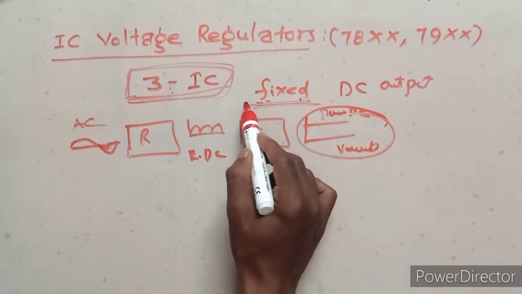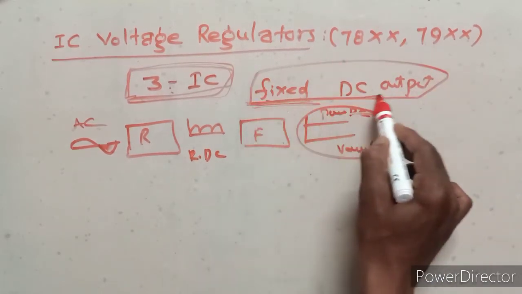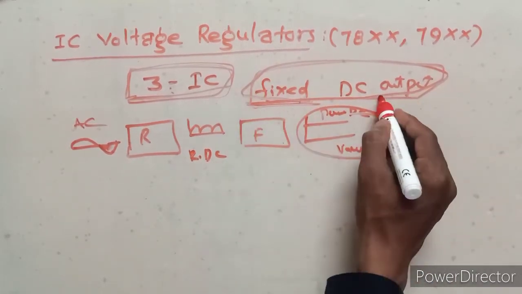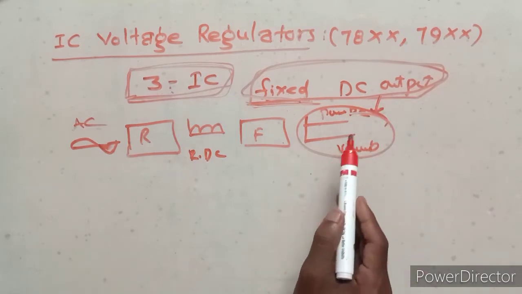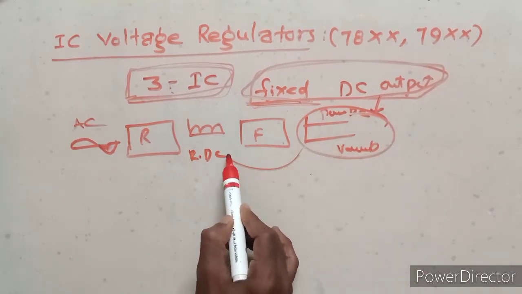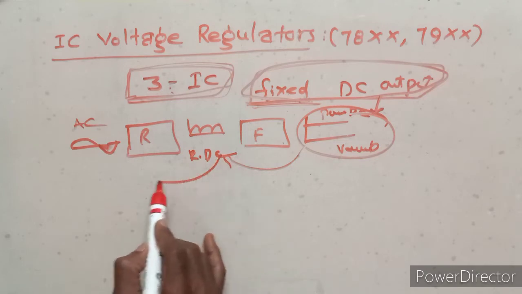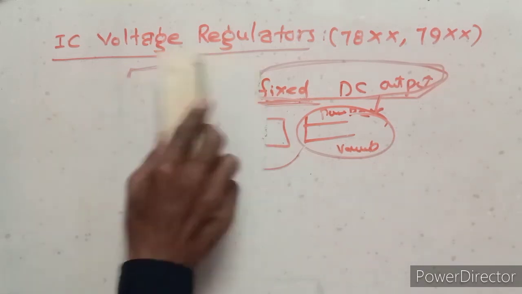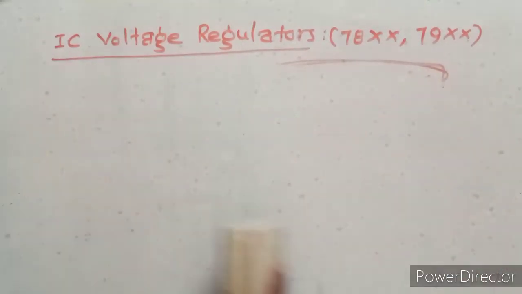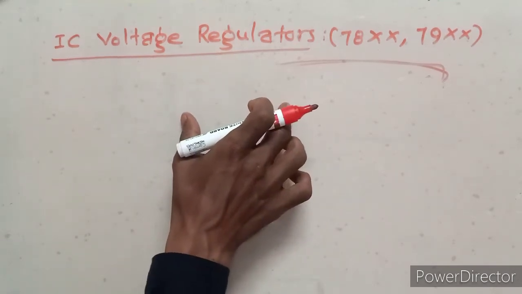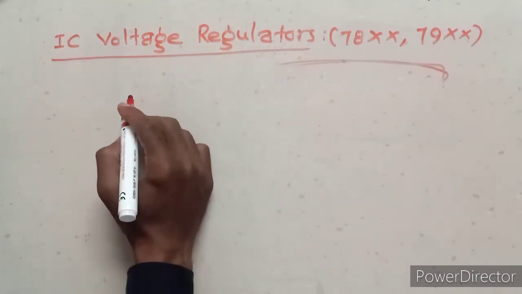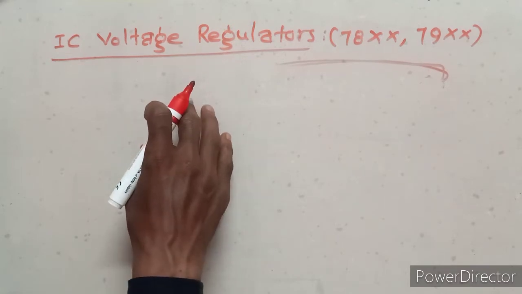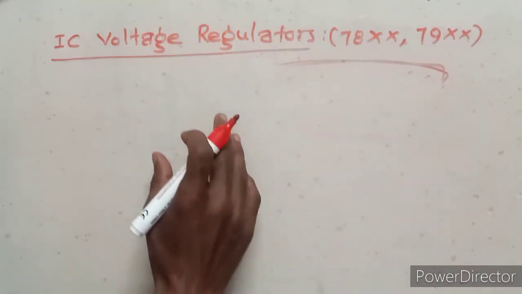From this fixed DC voltage, produced from rectification, this is the DC produced from AC. Then the input of the voltage regulator is the filtered output DC.